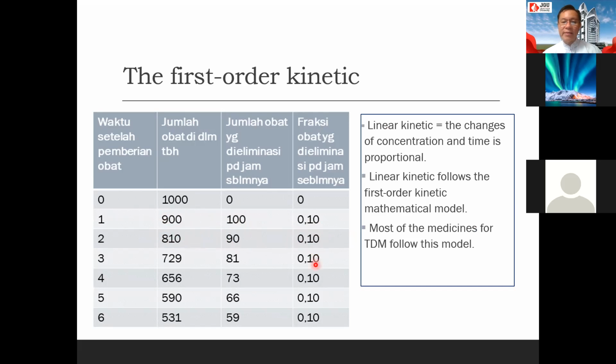So always 10% is being eliminated, and this depends on the drug. For example, 100, 90, 81, because 81 is 10% from here, and 10% from here 73, 10% from here 66, 10% from here 59. So this is how it will be for the first order kinetic.